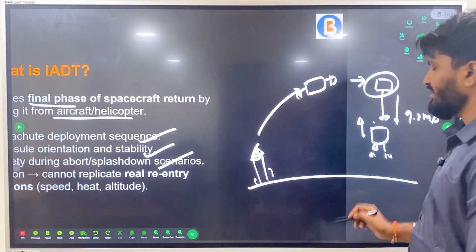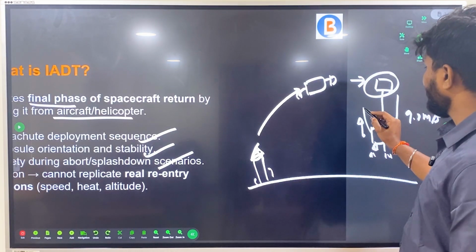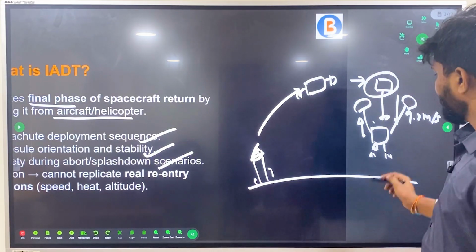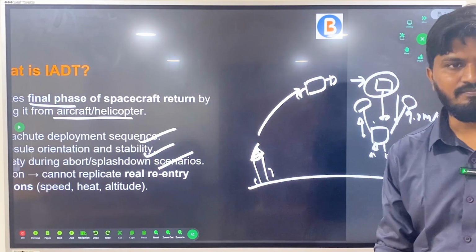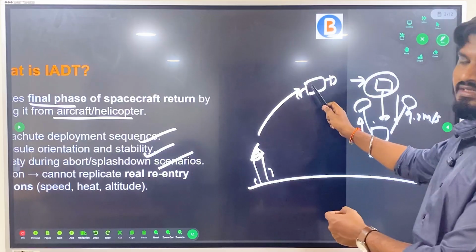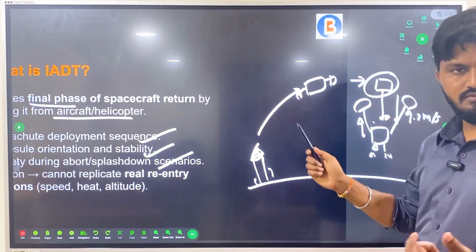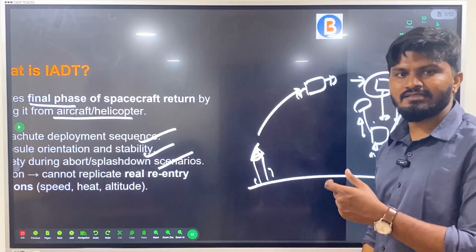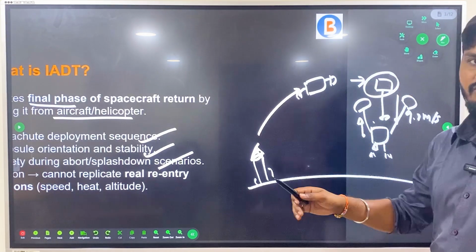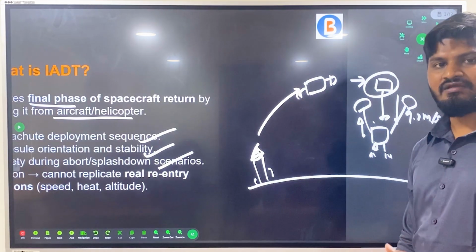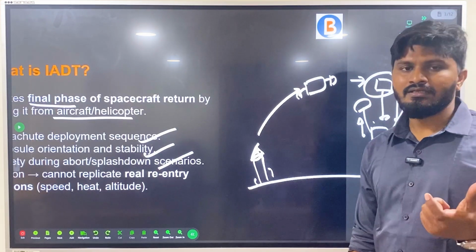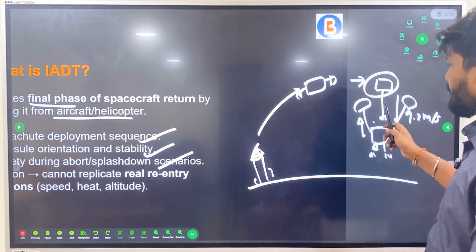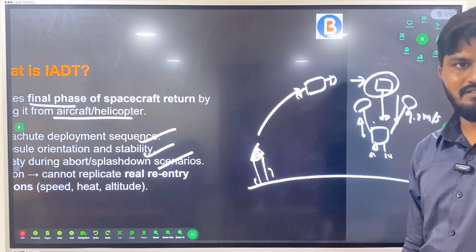In the capsule there will be an alternative force, and it will also be supported by parachutes. Here there will be two parachutes which will reduce the speed. So this test is to check this particular thing. Once the crew's stay in space is done, they will come back to Earth and the capsule will be brought back. But if it falls at a faster speed or higher velocity, it is going to break down. So to reduce this higher velocity, there will be the integrated airdrop test.